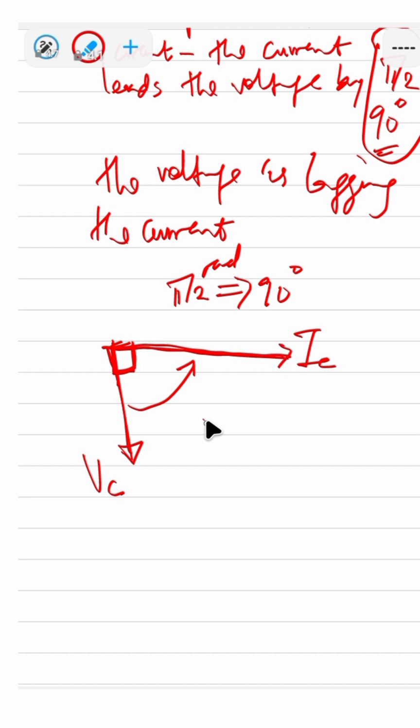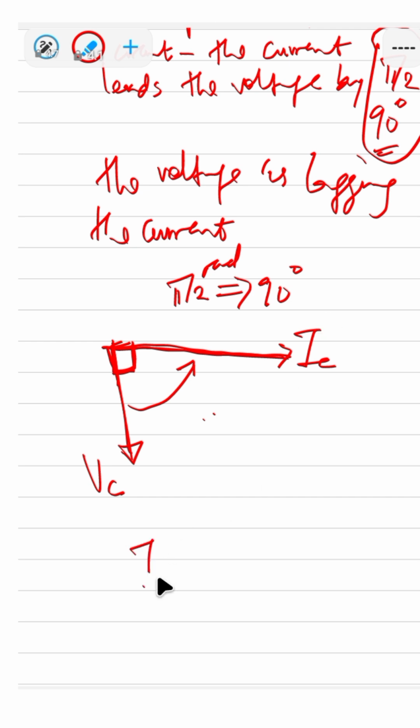This is the vector diagram for a capacitor-only AC circuit. So if you have a capacitor in an AC circuit, the vector diagram would be like this. You understand? That means the current will be leading the voltage. So I hope you understand.